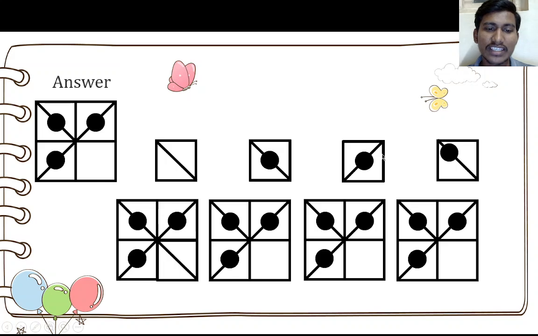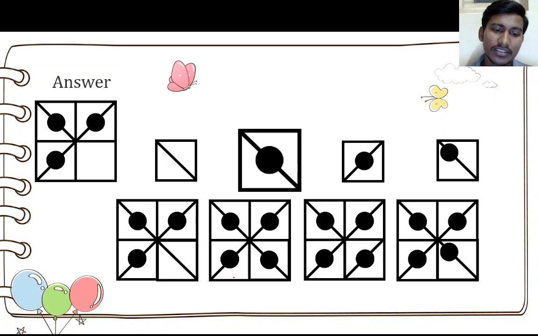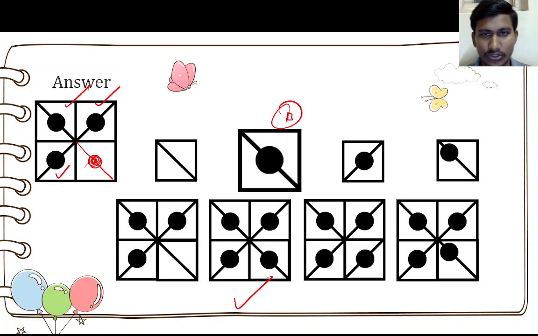So if you see here, which will fit properly? B1 will fit properly, right? So that is why it is the answer. So that is how we have to see the figure. What you have to do is see the figure. In this, all three are the same. All three are the same means the fourth will also be the same only.